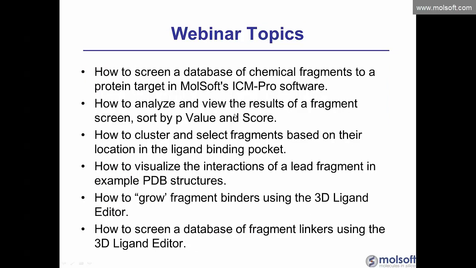So today's topics are how to screen or dock a database of chemical fragments to a protein target, then how to analyze and view those results, and how to sort and score and look at the scores of those and the p-values. Then how to cluster and select fragments based on their location in the ligand binding pocket, so you can dock and then you can filter based on the contacts between your fragment and the protein.